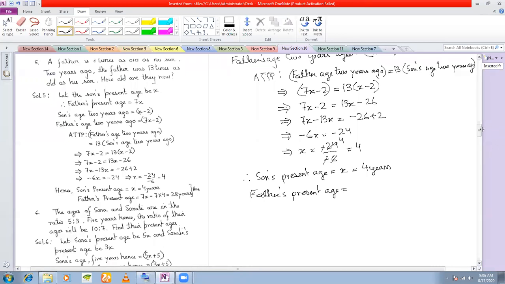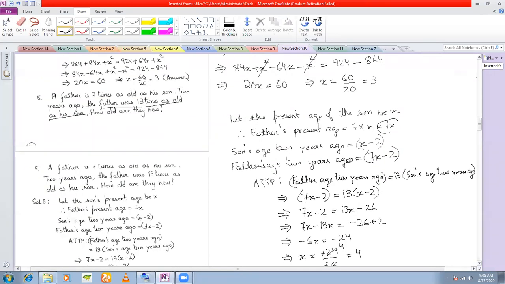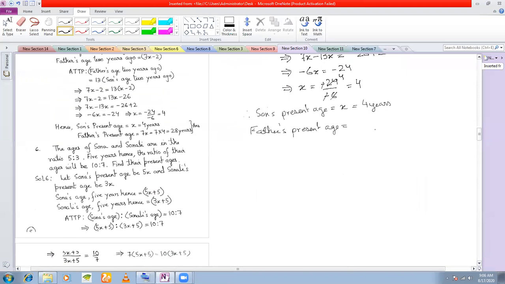What was father's present age? It was 7x. 7 into 4, 28 years. So a 28-year-old father has a 4-year-old son.